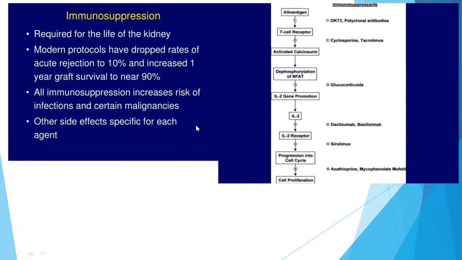So you need to manage the immunosuppression in case of chronic kidney disease or in case of a renal transplantation patient. Immunosuppression is required for the life of the kidney. Modern protocols have dropped rates of acute rejection to 10% and increased 1-year graft survival to 90%. All immunosuppression increases the risk of infections and certain malignancy. All the side effects are specific for each agent. The immunosuppressants that we generally use are polyclonal antibodies, cyclosporine or tacrolimus, glucocorticoids, basiliximab, sirolimus, or azathioprine.